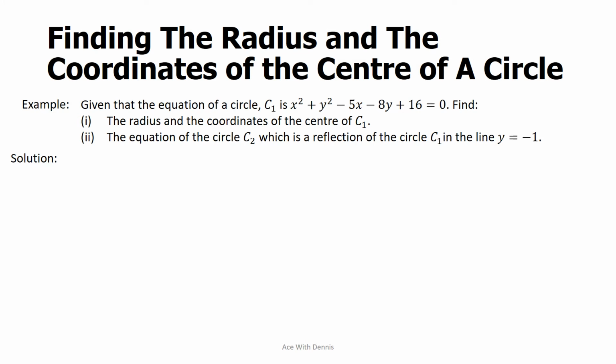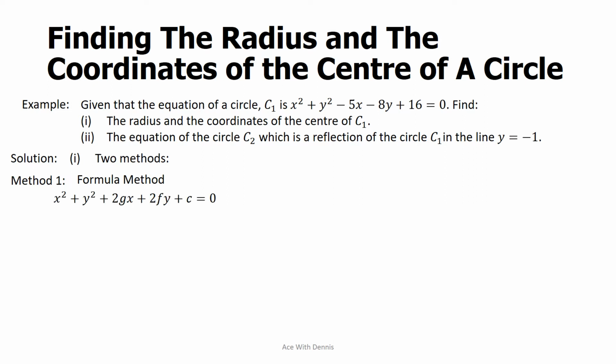Here's the solution. To find the radius and the coordinates of the center of C1, there are two methods. Method 1, we use the formula. From the equation x squared plus y squared plus 2gx plus 2fy plus c equals 0, we can compare this formula with the equation given. We find that 2g equals -5, so g is -5/2. 2f is -8, so f is -4. Therefore, the center of the circle is 5/2, 4.